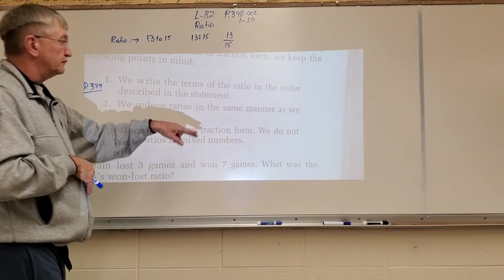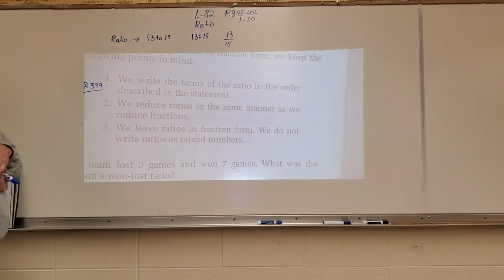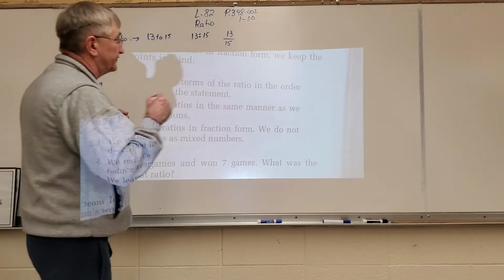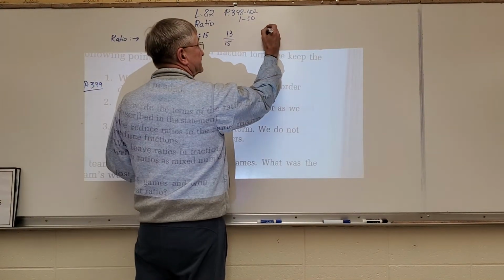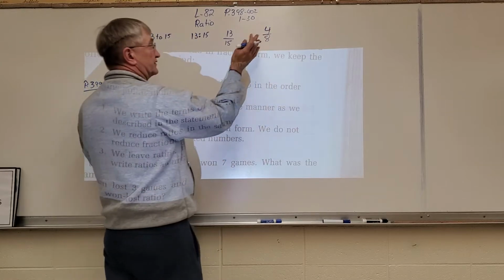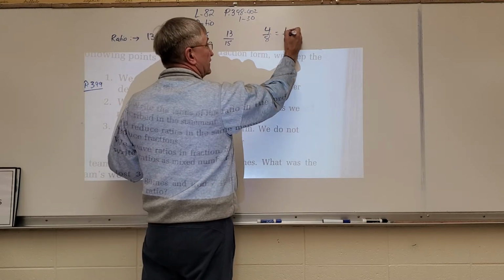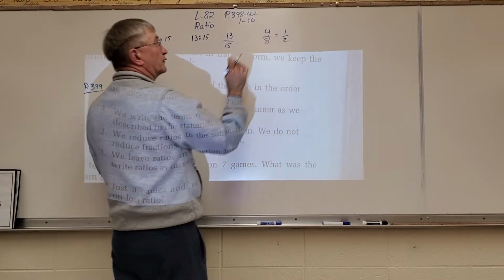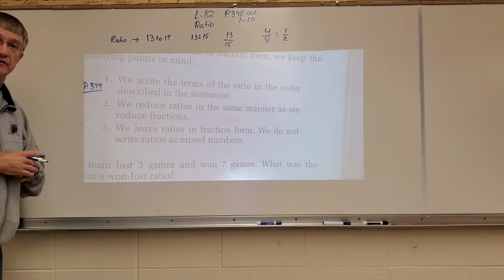Second, we reduce the ratios in the same manner as we reduce a fraction. So basically, if this was a fraction of 4/8, I reduce it the same way. 4 into 4 goes once, 4 into 8 goes twice. So I reduce the fraction, and I reduce the ratio.